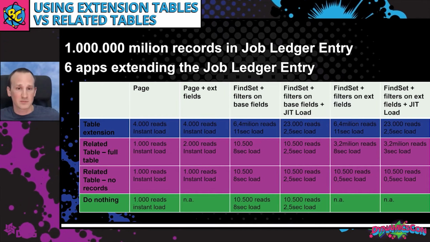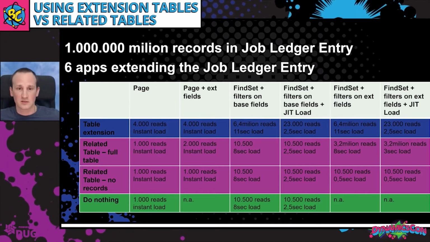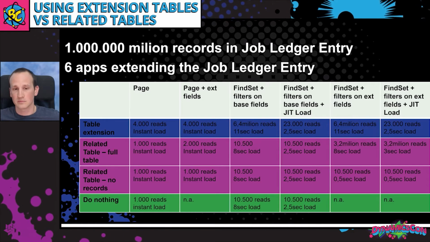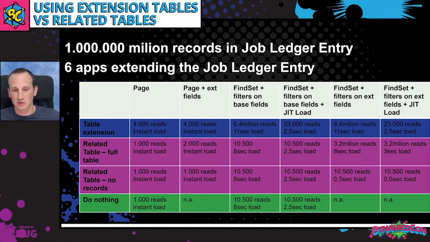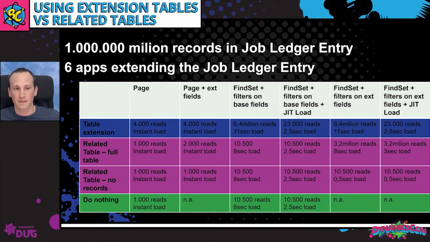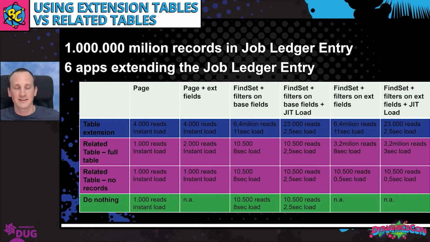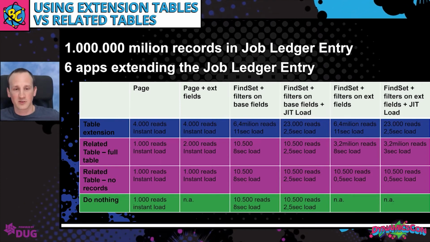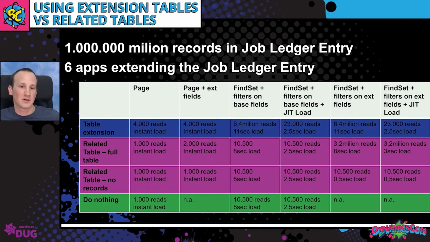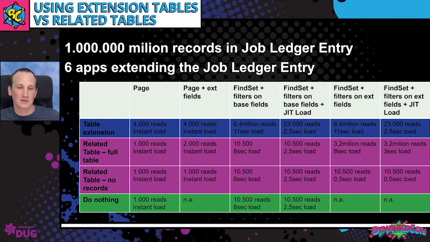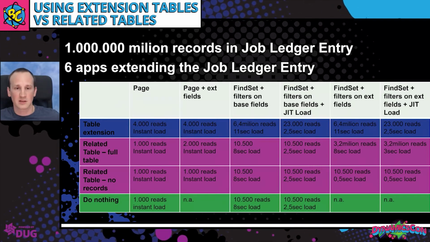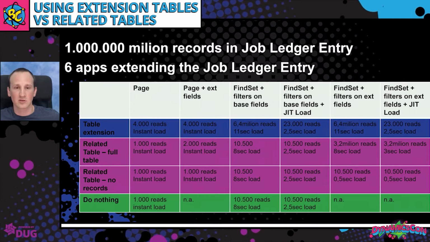Related table, however, does not touch the data stored in the related table. The related table approach would actually read only the records from the base table, because the field from the related table is not needed at all in this case.